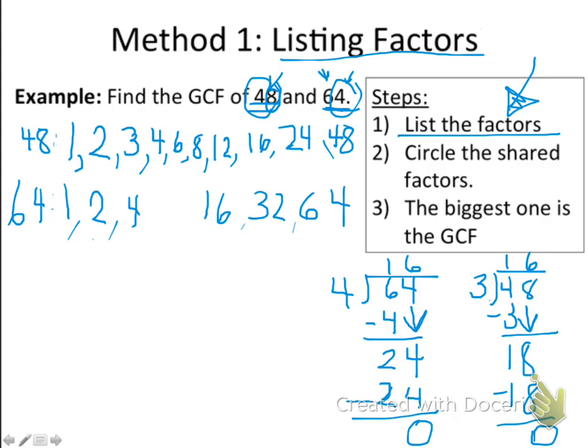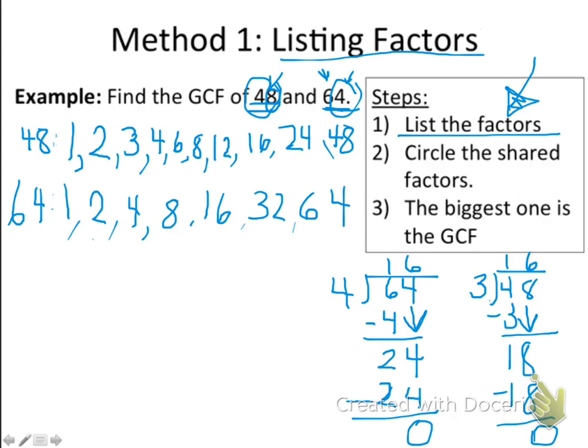8. Is 64 divisible by 8? Yes, we know that 8 times 8 is 64. 9. Is 64 divisible by 9? Can we add the digits up and be divisible by 9? 6 plus 4 is 10, and 10 is not divisible by 9, so we know it can't be divisible by 9. And then 10. Does 64 end in a 0? No. Okay, now we're done.